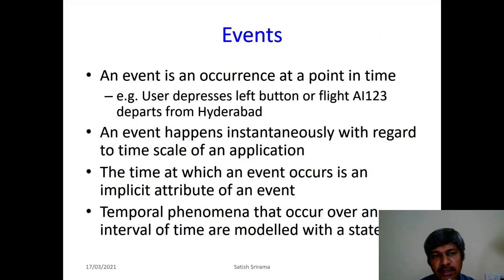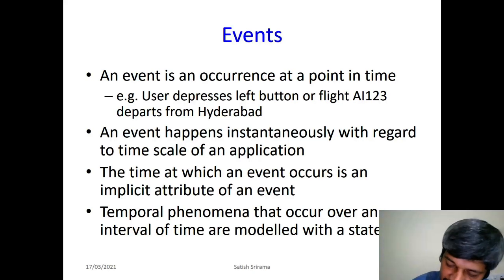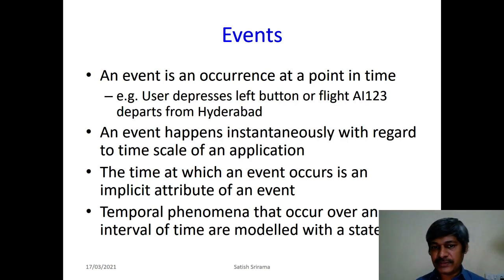What are they? An event is an occurrence at a point in time. For example, if you are clicking a mouse, you are pressing the mouse. Some activity happens only when you depress it, isn't it? When the user depresses the left button, that's an event which is generated. Based on that click event, something may happen. But the event is that mouse button press, the user depressing the left button.